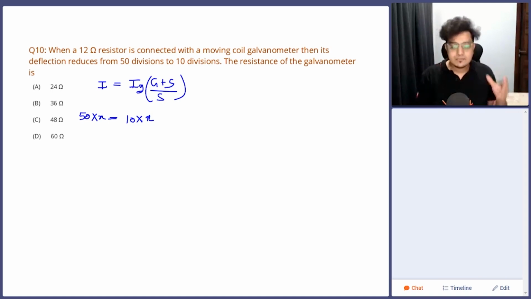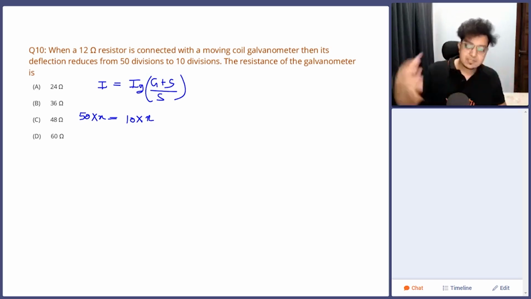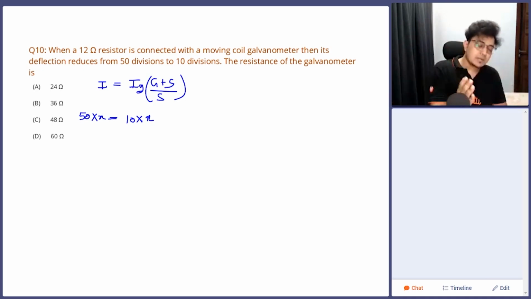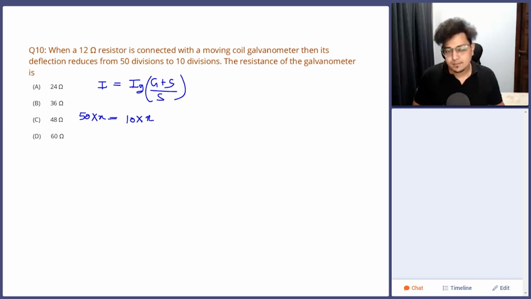Every division corresponds to a fixed value of current. That fixed value is, let's say, X. X is the current per division. Likewise, there are 50 divisions covered, so 50 into X. Then Ig is when the resistance is put in parallel combination with the galvanometer. Then the deflection changes to 10 divisions. So the current in the galvanometer will be 10 divisions, and every division is equal to X, so X into 10.